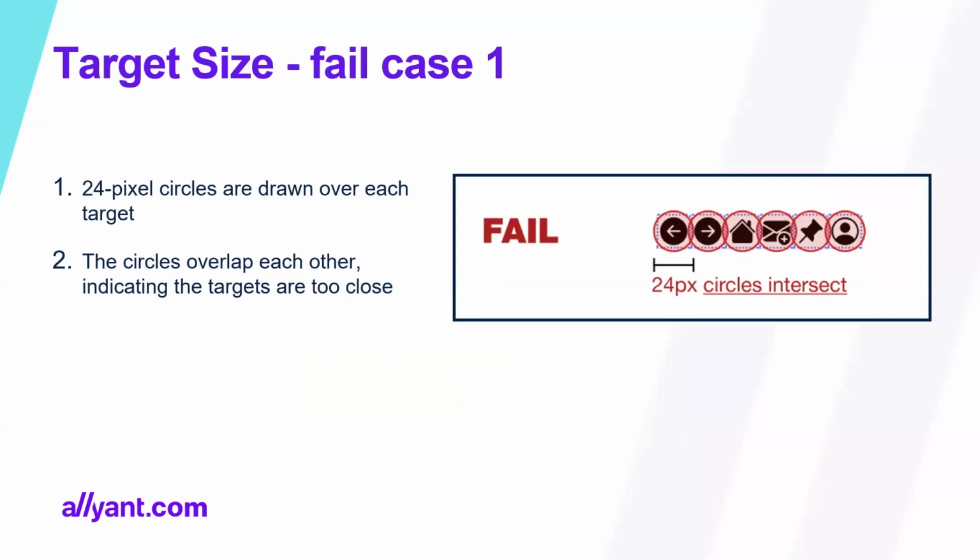But there's these 6 icons here. They have their circles drawn over them, right? They're 24 pixel circles drawn over each target. But in this case, the targets are close enough that the circles overlap, right? So in the pass case, the circles didn't overlap. So the fail case is that the targets are close enough together so that their circles overlap, right? They're too close. So spacing does not get us out of trouble in this case.